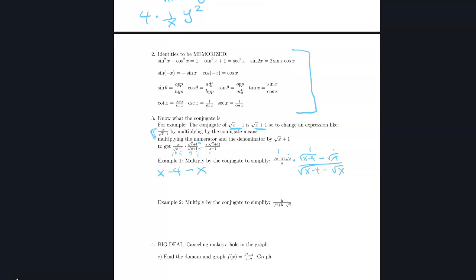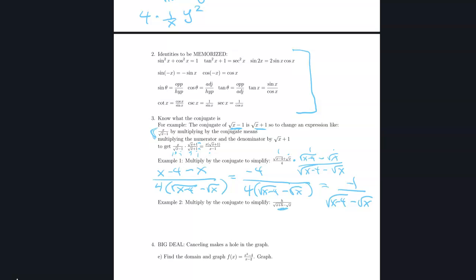Root x times root x gives me x. And then the denominator, so do not multiply the denominator out. Just leave it as it is. And on the numerator, the x's cancel. So I get negative 4 over 4 root x minus 4 minus root x. And you can see that the 4's cancel even. So I get negative 1 and then root x minus 4 minus root x.